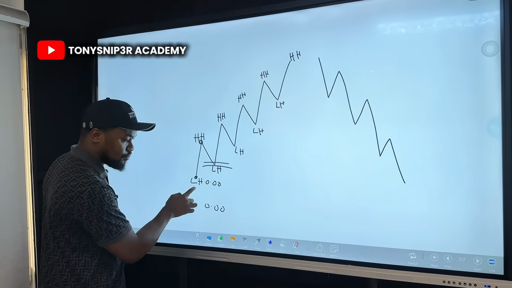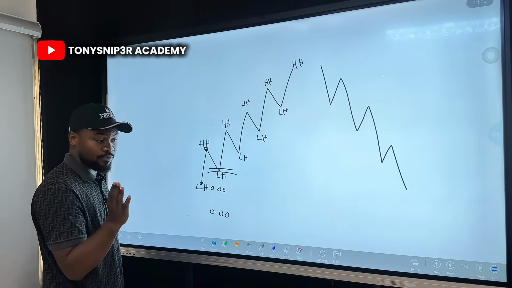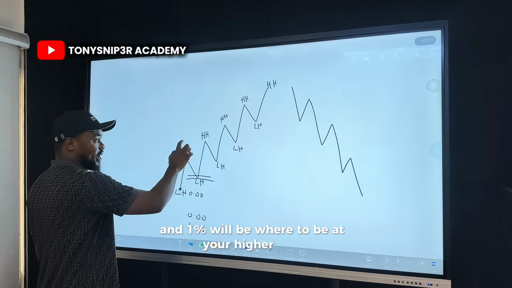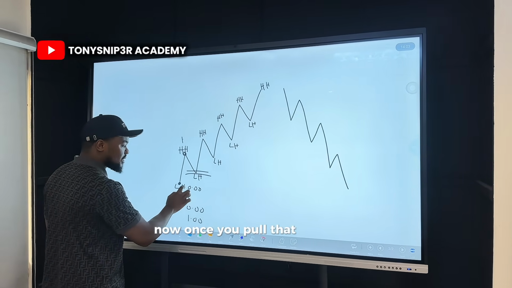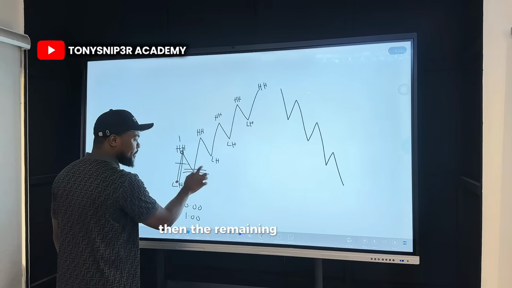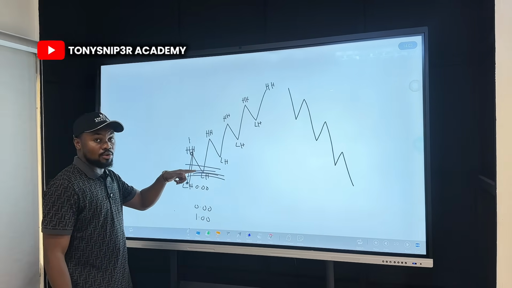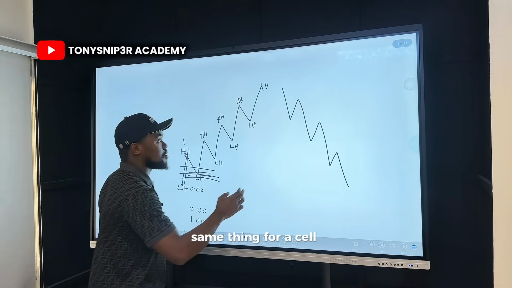Remember, the 0.00 would be where? At your lower low, or at your lower high when you're looking for a buy. And the 1% will be where? It will be at your higher high. Now, once you pull those two and you bring them out, then the remaining values you see under here, you use them to catch this retracement. Okay? Same thing for a sell.